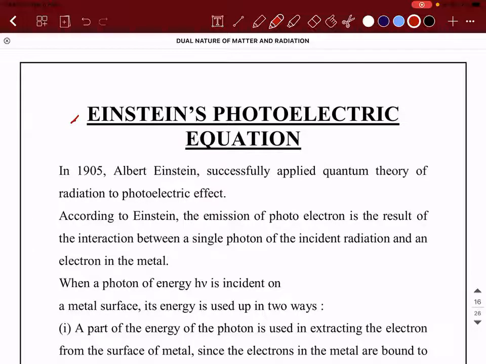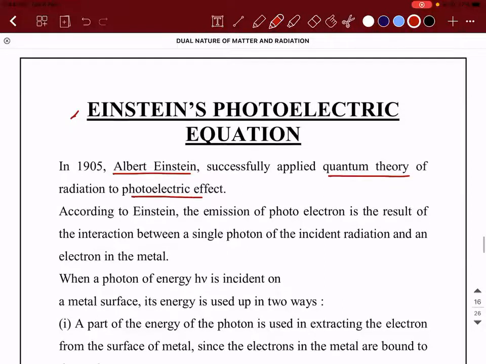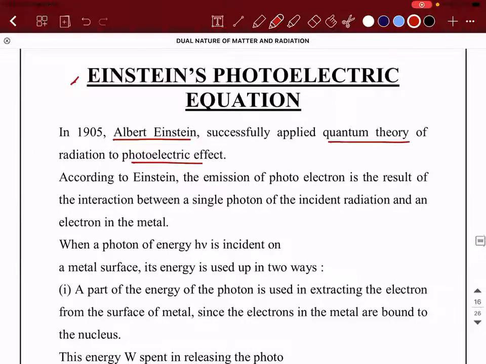So in 1905, what happened? Albert Einstein successfully applied the quantum theory of radiation to the photoelectric effect. According to Einstein, the emission of a photoelectron is the result of interaction between a single photon of the incident radiation and an electron in the metal. Max Planck already told that light travels in small packets of energy, which are called quanta or photons.